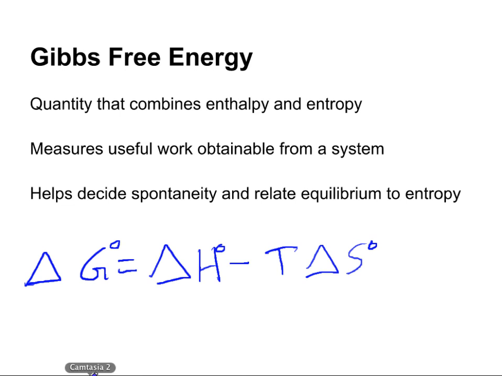A couple notes about this equation. Your temperature has to be in Kelvin. And like I said on the last page, the units that are given for delta H and delta S are different. Delta H is usually given in kilojoules. Delta S is usually given in joules. You need to make sure that these are in a consistent unit so that you don't accidentally mess your answer up by 3 decimal places.